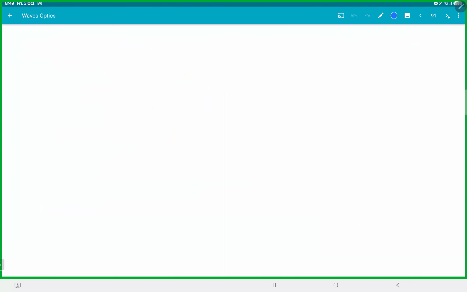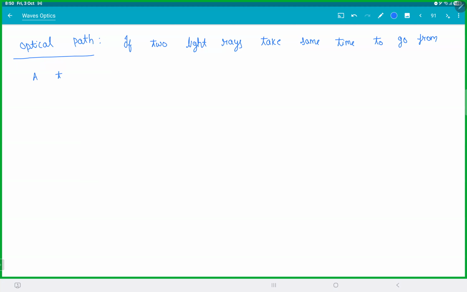Next thing, optical path. Now this is a third thing. If you remember at the beginning, I told you there are 3 ways you can create a path difference. 1, make them travel different distances. 2nd, reflection. 3rd, make it go through a medium. So what is this optical path? If 2 light rays take the same time to go from point A to point B, they're said to have the same optical path.